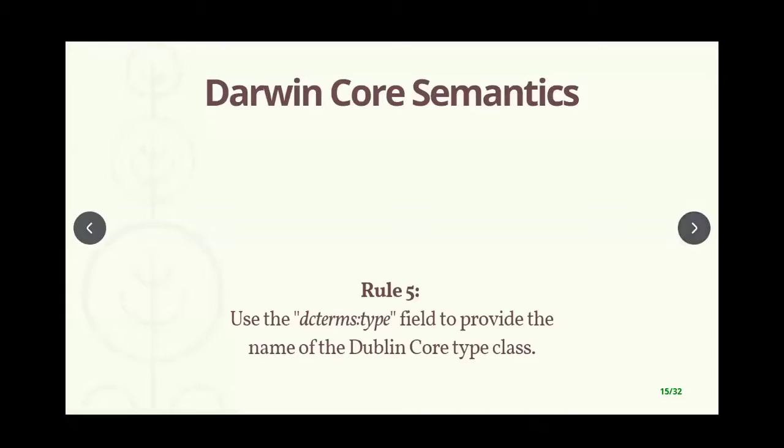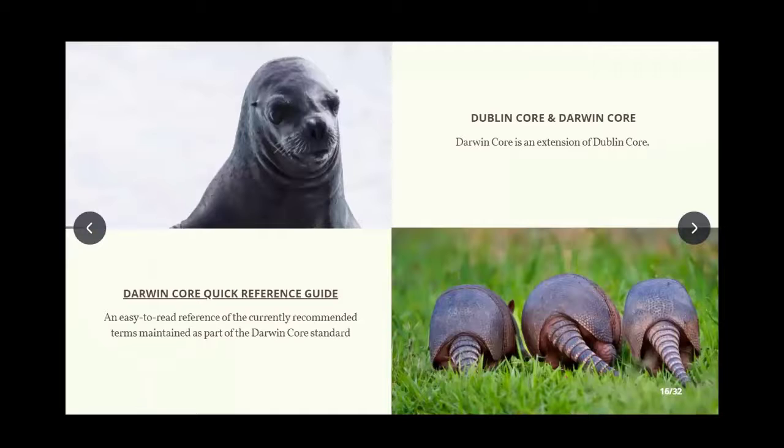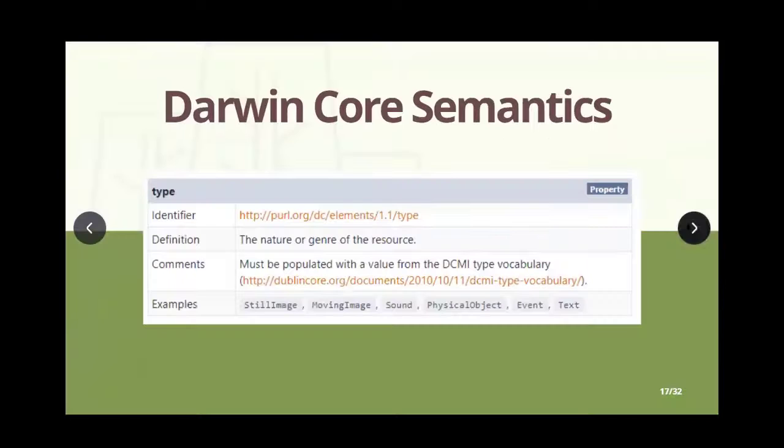And so I want to start out with Rule 5, which states to use the DC type field to provide the name of the Dublin Core type class. So Darwin Core is an extension of Dublin Core and contains a glossary and set of terms that might be familiar to those who work with Dublin Core. So if we look at the Darwin Core Quick Reference Guide, we can see an easy-to-follow guide that explicitly tells us the names, identifiers, definitions, and classes of elements.